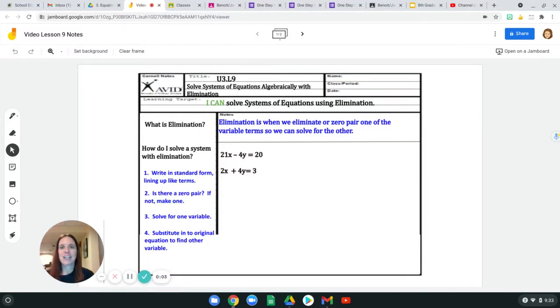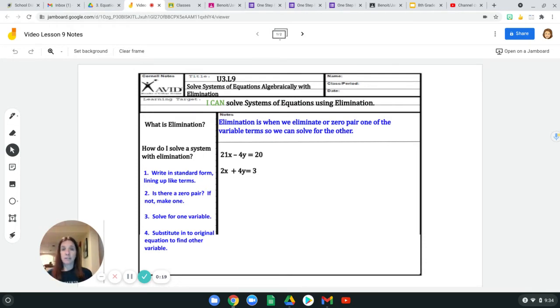Lesson 9, solve systems of equations algebraically with elimination. So yes, we have another way. We did graphing, substitution, and now elimination. Get your note packet ready. If you don't have your note packet, you're taking notes in your learning log.